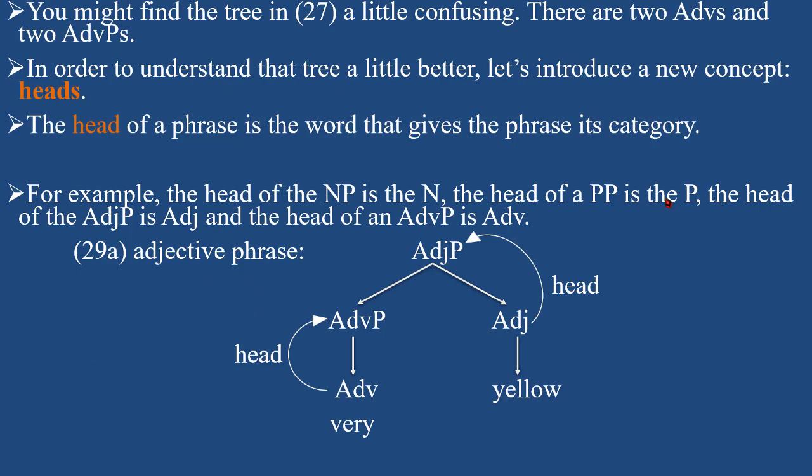You might find the tree in 27 a little confusing. There are two adverbs and two adverb phrases. In order to understand that tree a little better, let's introduce a new concept. This new concept is called heads. The head of a phrase is the word that gives the phrase its category.